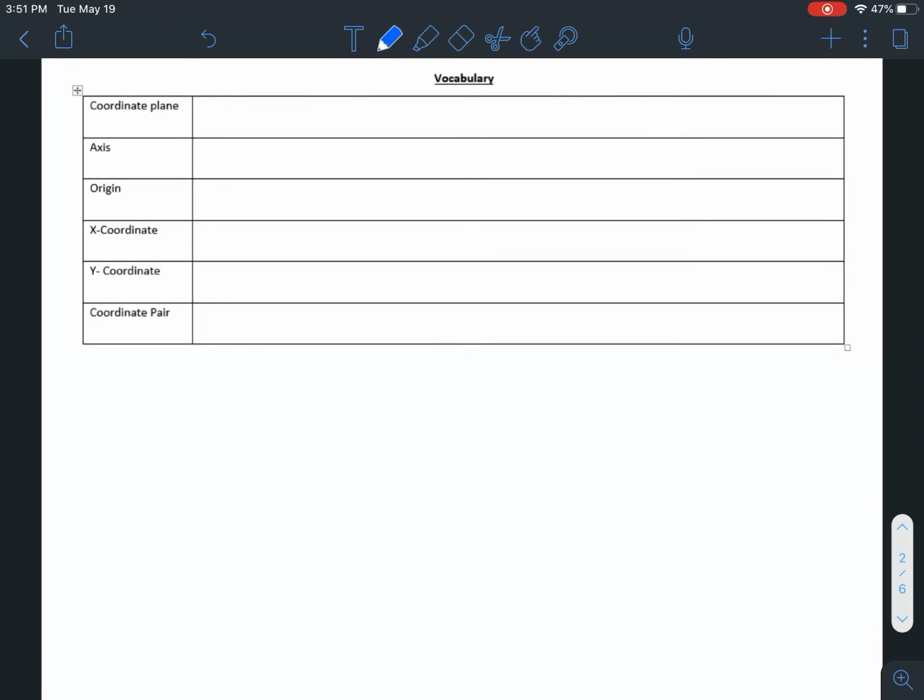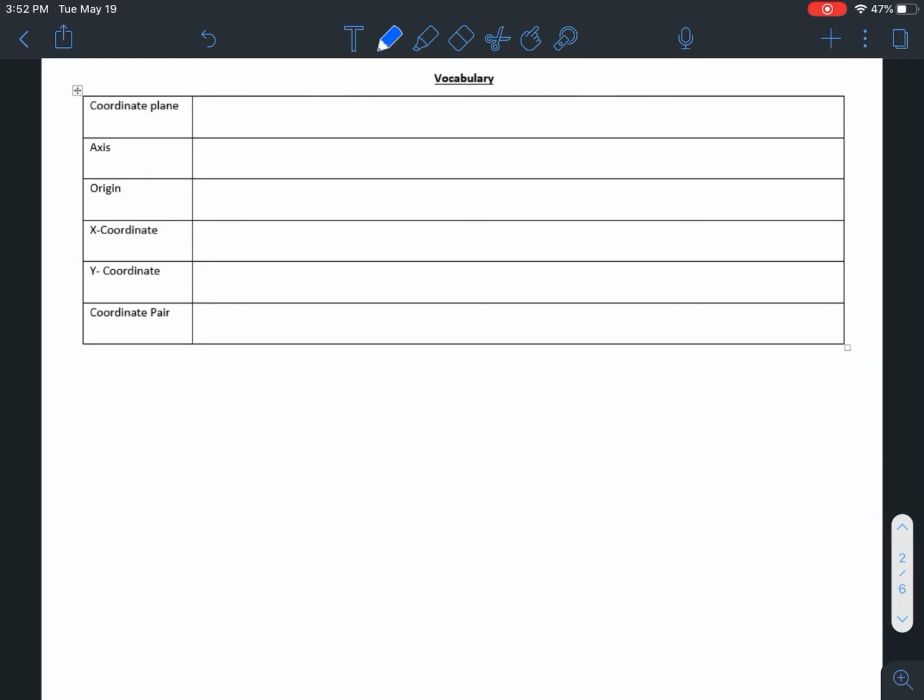Today is the first day that we're getting into the coordinate plane. Before we get into a coordinate plane, there's a lot of vocab that you need to get familiar with so that you know what we're referring to. The first vocab word is the coordinate plane. We'll see in a moment that a coordinate plane is made of two number lines.